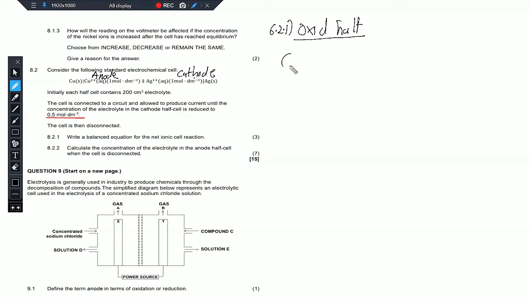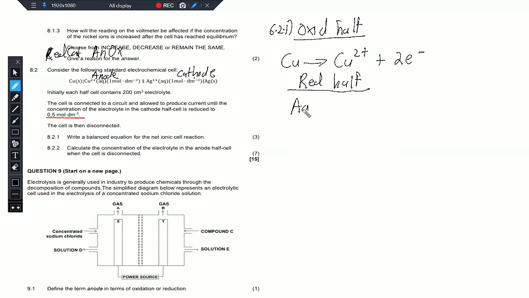So our oxidation half reaction, remember again, red cat and ox. So on the anode, we have oxidation. So our oxidation is Cu oxidizes to Cu²⁺ ion plus two electrons. So meaning that we have a loss of two electrons, and then it oxidizes to Cu²⁺ ions. And then the reduction half, this is where we have our Ag⁺ ion reducing to Ag, right? Because it gains an electron.